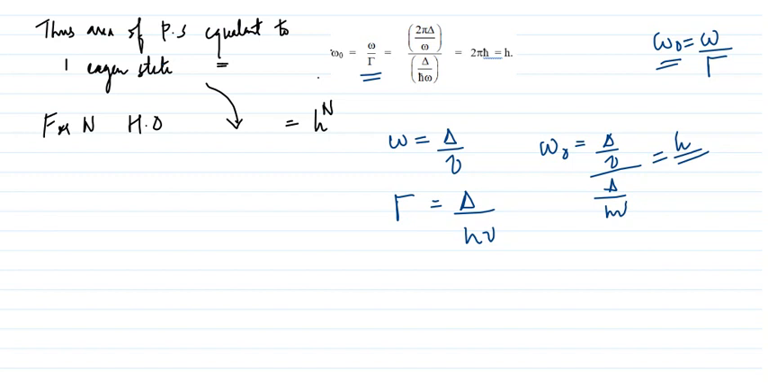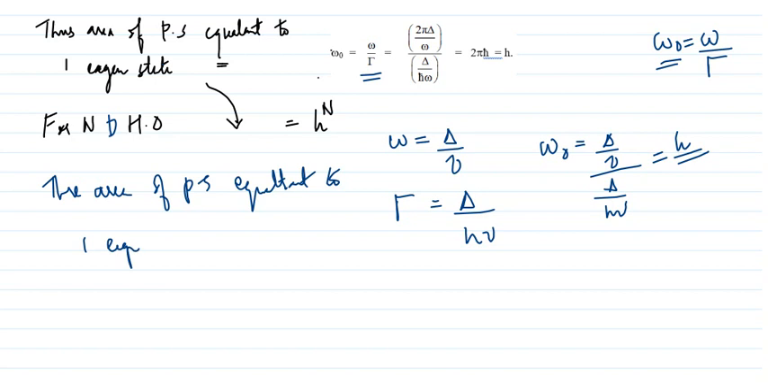Now for an n-dimensional harmonic oscillator, the area of phase space equivalent to one eigenstate is h raised to n.